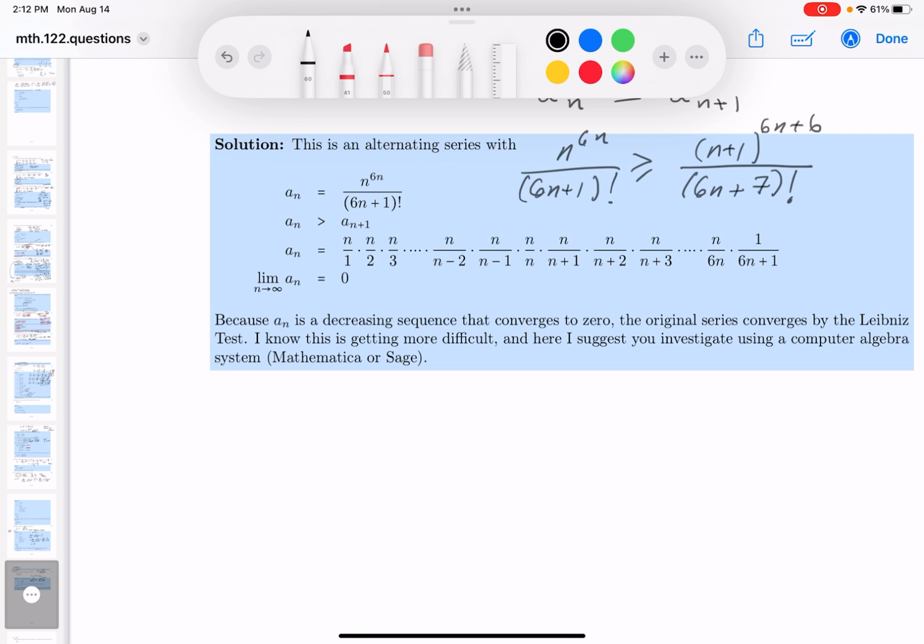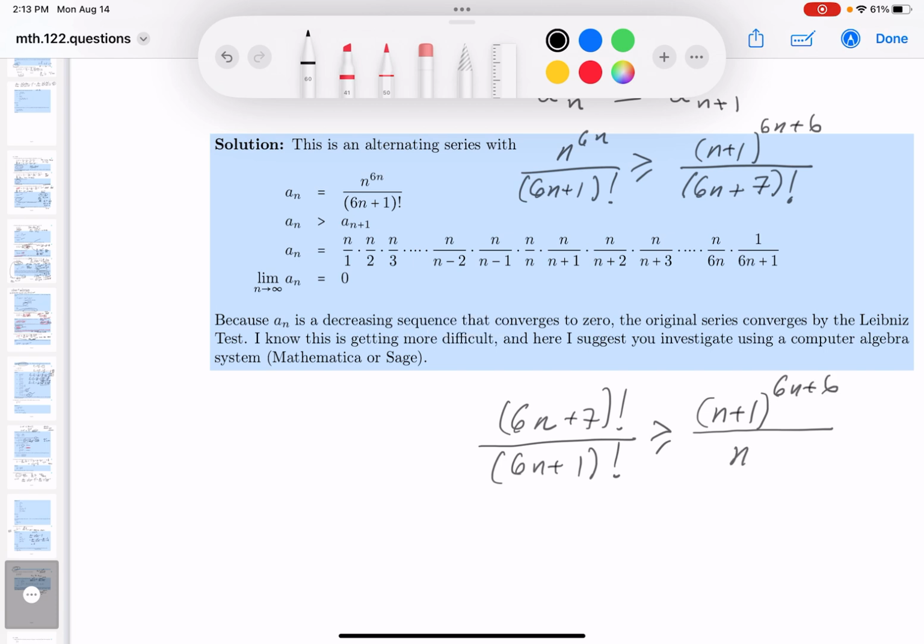To do it, let me put the factorials on one side. So it's certainly easy to do. It may not be easy to figure out, but I'll do that. And then I'll put this, n plus 1 to the 6n plus 6, and then you get n to the 6n. All right, let's take a look, see what we can do with that. Let's see if that's true.